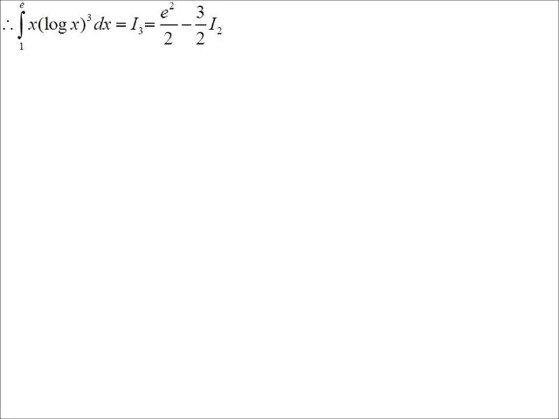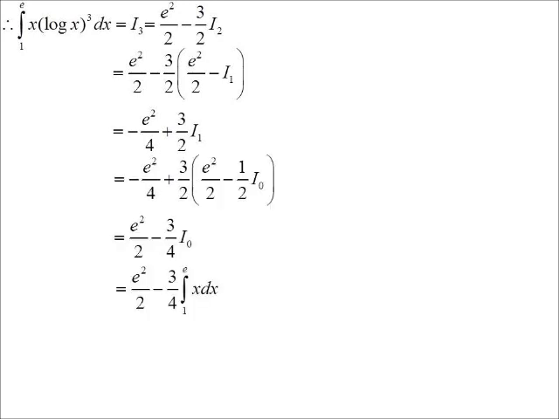But now I can use the formula to find I2. So I2 would be e squared on 2 minus I1, tidying that up. But now I'll find I1. Well, I1 will be e squared on 2 minus a half I0. Now I can't use the formula for I0, but it's certainly simplified the integral I now have, because it'll be (log x)^0. Well, anything to the power of 0 is 1. So our integral is now just the integral of x dx.